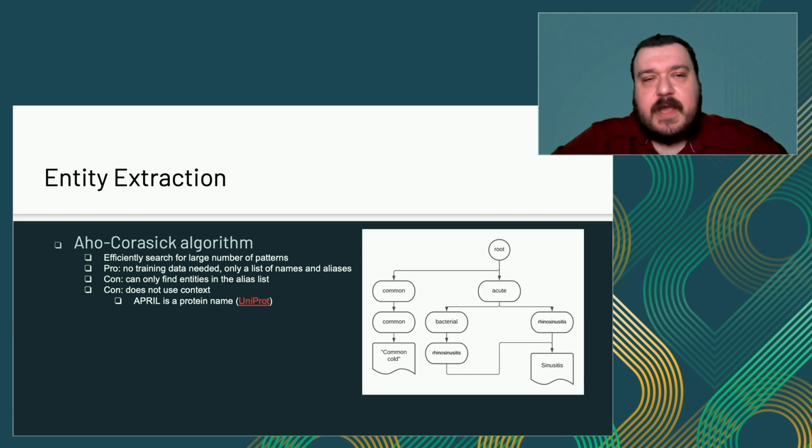But the Aho-Corasick algorithm has these backlinks so that if you come across something that means it wasn't a phrase, you don't actually have to rewind your look through the text. So it ends up being much more efficient. The con, though, is that it doesn't use context. For example, if April is the name of a protein, as it is in UniProt, when someone mentions April in a pandemic that was spreading around the world in April, it will find that as a protein.